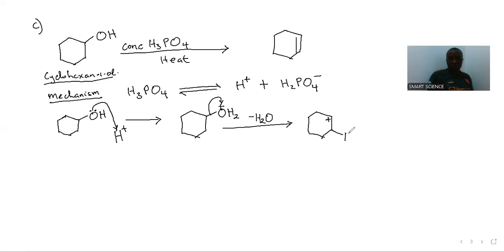And when I stretch out one hydrogen, the hydrogen is going to be attacked by the phosphate species, H2PO4 negative. The negative attacks the hydrogen, and you make sure that it enters a little bit because we are forming a double bond, and this will give us cyclohexene, which is an alkene.